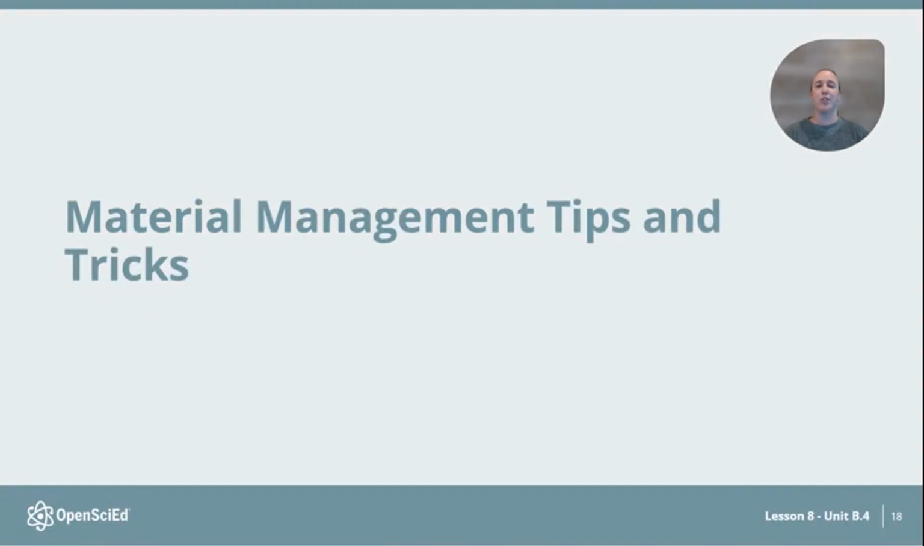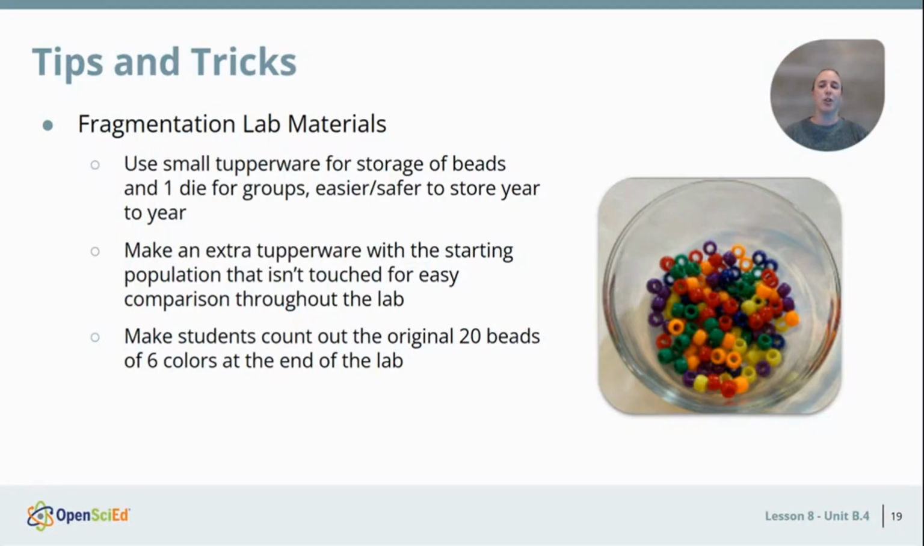Let's talk about some helpful strategies for Lesson 8. Lesson 8 has a 2-day lab with many materials for students. I have 2 sections of biology and 6 table groups each, hence 12 Tupperwares of 120 colored beads. I used different colored beads for each section, but had blue and pink in both, and labeled them A and B. 7 Tupperwares for Section A colors and 7 Tupperwares with Section B colors. This gives us an extra Tupperware that has the starting population of beads for comparison for each section throughout the lab. At the end of the lab, have the students count 20 of the original 6 colors of beads for their section to prep the Tupperware for the following year.